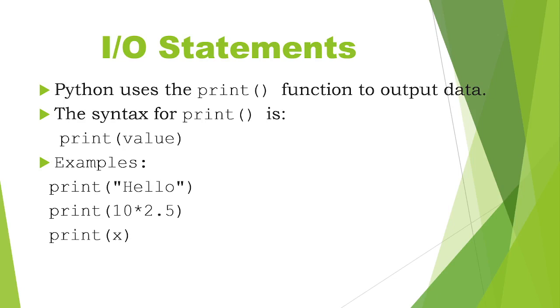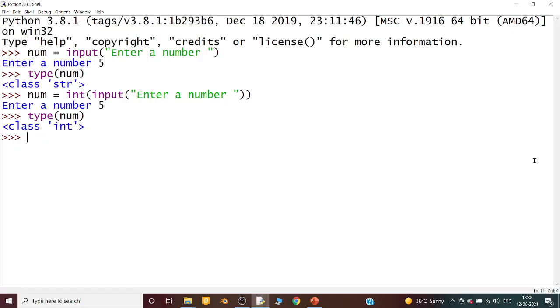For printing the output on the screen, we use the print function in Python, and the syntax of the print function is very simple. Simply we write print, and in the parentheses we write the value to be printed. One more thing about the print statement is that we can evaluate simple expressions within the print statement. Practically we can see the use of the print statement over here.